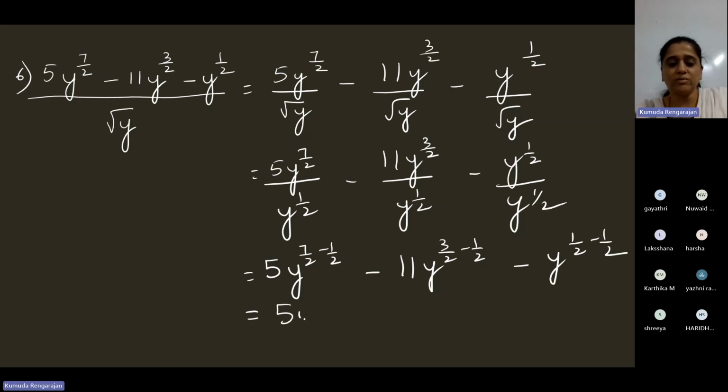So 5y to the power 7 minus 1, 6 by 2. And what is 6 by 2? 3. Correct? Shall I write 3 straight away? Minus 11y to the power 3 minus 1, 2 by 2, 1. So y to the power half minus half is 0. And y to the power 0 is 1.